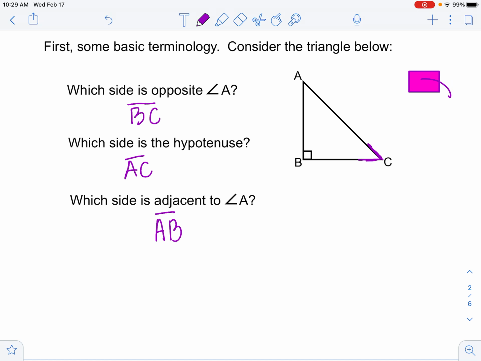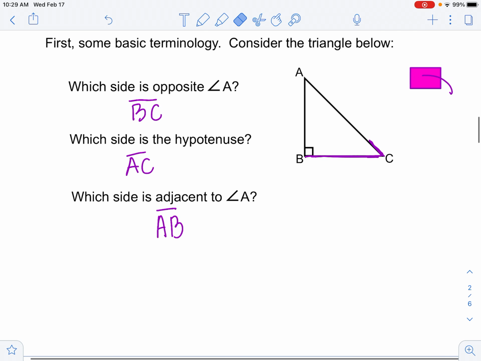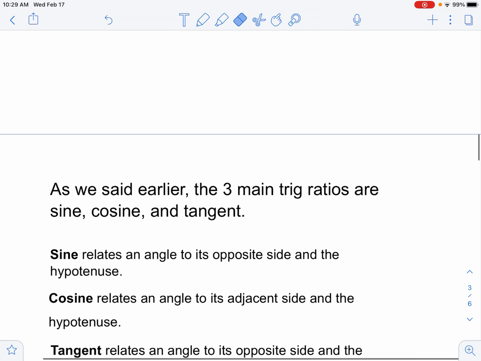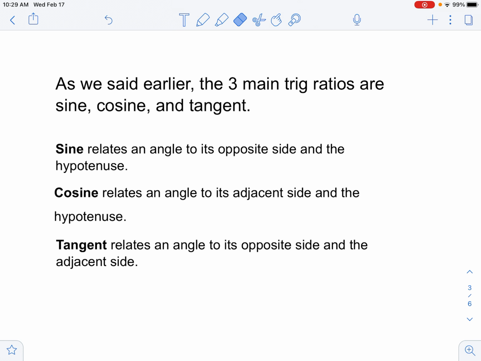Now it changes depending on which angle you're looking at. So if I was looking at angle C, what's the adjacent side? The side that's not the hypotenuse that touches it, BC.